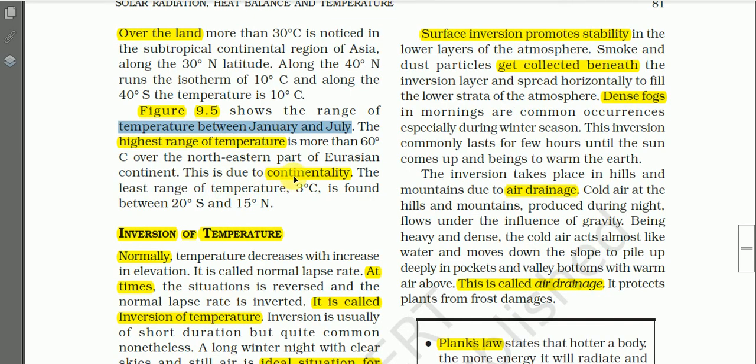And this is due to continentality. About the concept of continentality, we have learned in the previous lesson. When we discussed the factors controlling the temperature distribution over the earth's surface, we learned about continentality. So what do you mean by continentality?